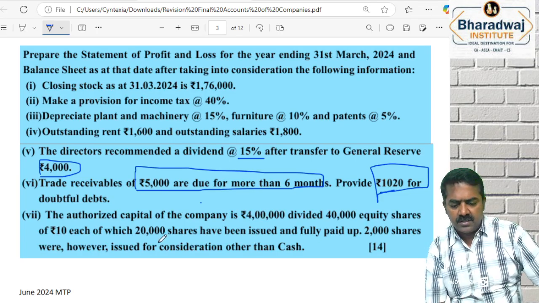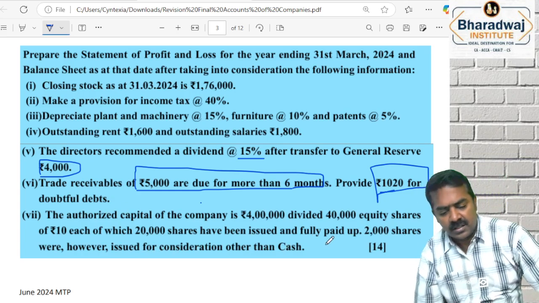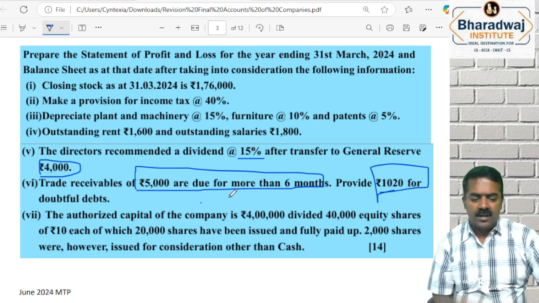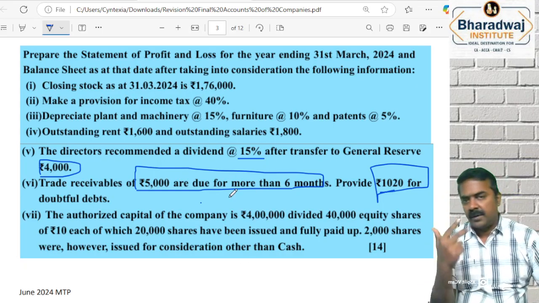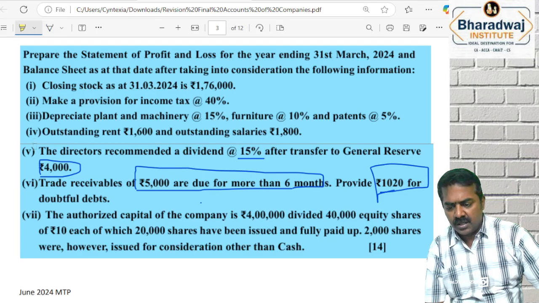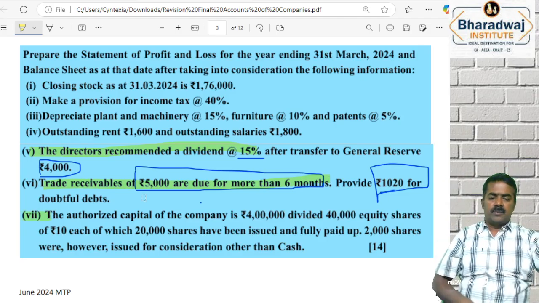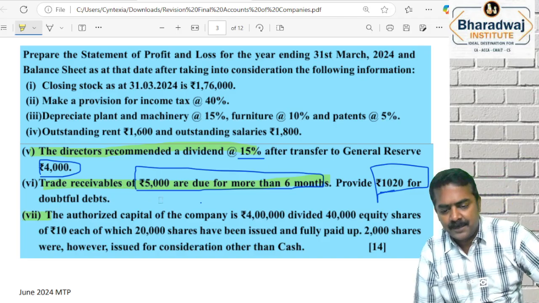Authorized capital is just an information. Paid up capital, all those things are information. Issue of shares for consideration other than cash also is just notes to accounts. All these are notes to accounts with respect to share capital. What and all will come in notes to accounts? Dividend declared, trade receivable due for more than 6 months, and this point number 7. All these things will come in the form of disclosures, notes to accounts.